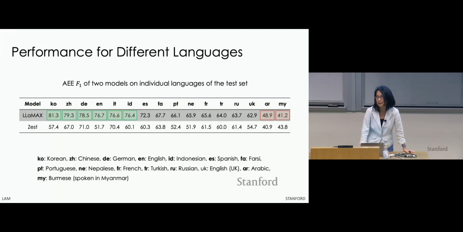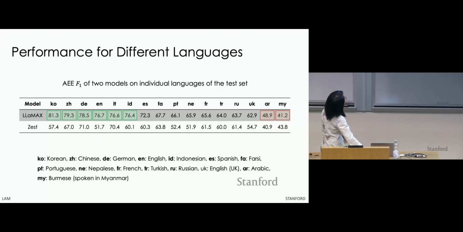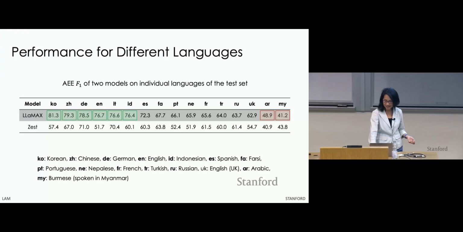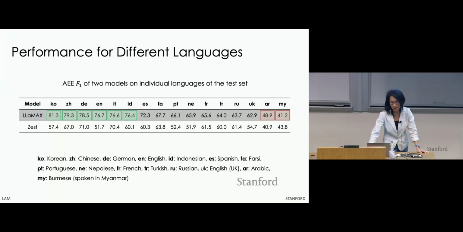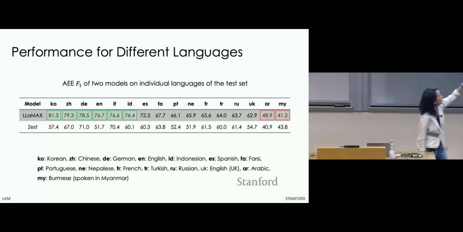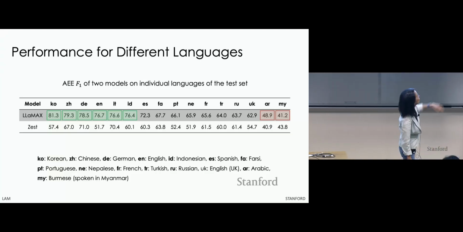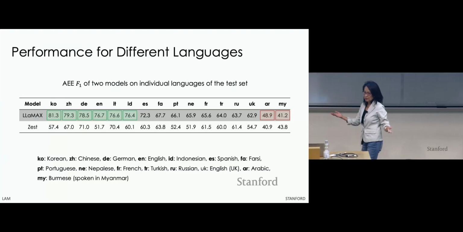16 languages, right? So surprisingly, Korean, Chinese come out even stronger than English. Korean, Chinese, and German. Then we have the English, Italian, and Indonesian. They are at the high end. At the other end of the spectrum, it is Arabic and Myanmar, MY, it's Burmese. That's the language spoken in Myanmar. And that brings it down to the 40%.